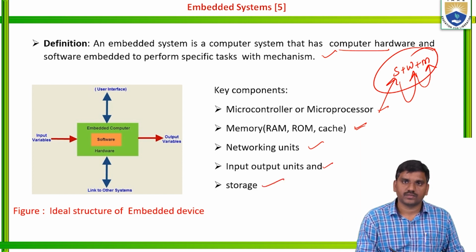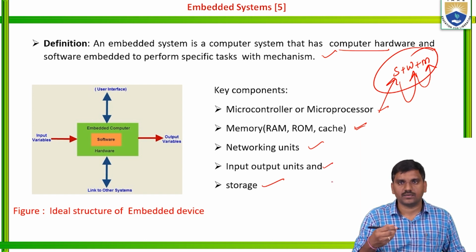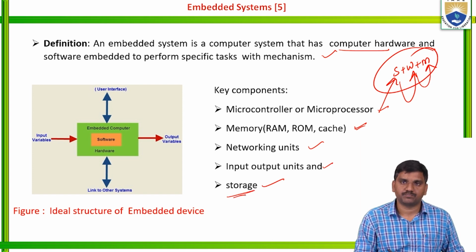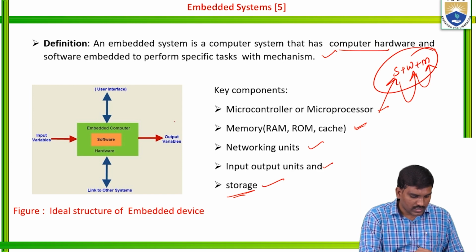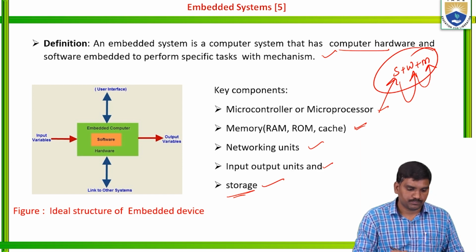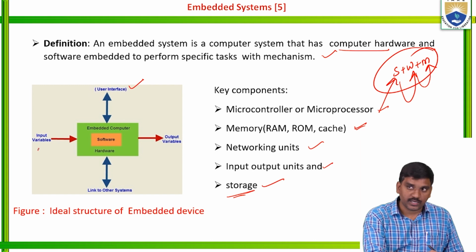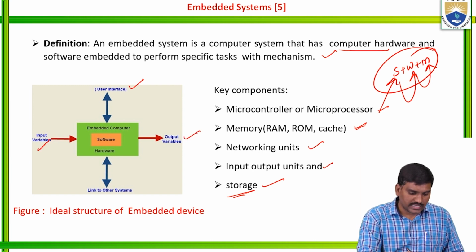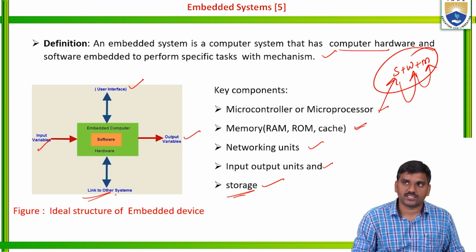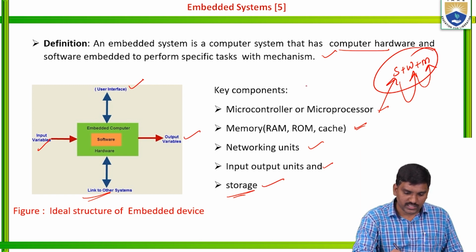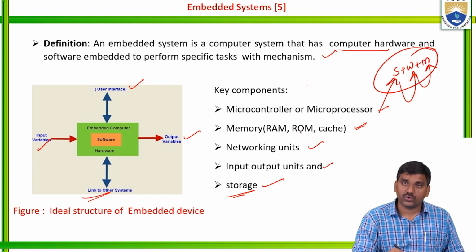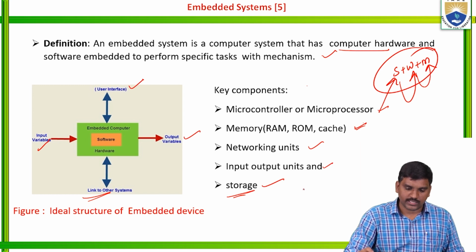Next, storage, whether it is kilobytes or megabytes or terabytes, like that we have some storage devices. So this is the basic definition of the ideal structure of an embedded device. User interface: we have to give input, take the output, and link to other systems. These are the key components: microcontroller, microprocessor, memory, the RAM or cache memory, networking units, input, output, and storage.